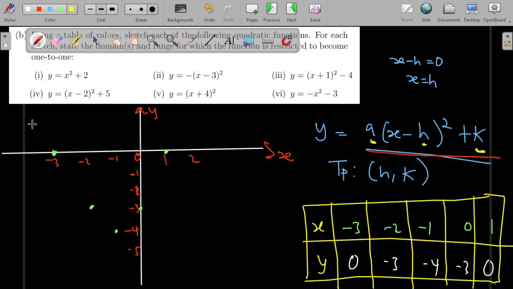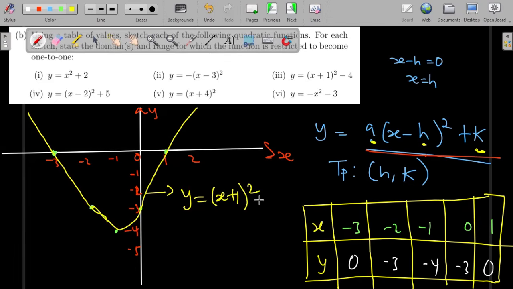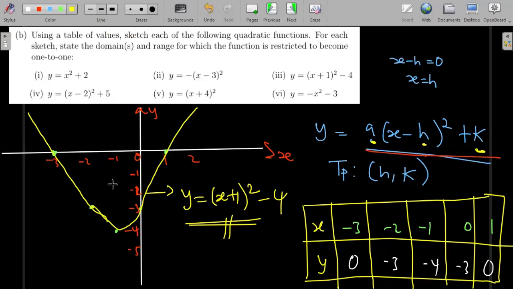So we're going to draw a smooth curve that passes through those, then comes like that. So this one here will be my y equals (x plus 1) squared minus 4. And we're done. So any questions on how we are graphing these things using a table of values? Any questions there?